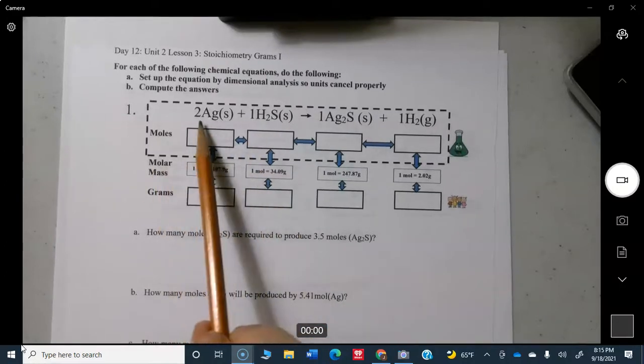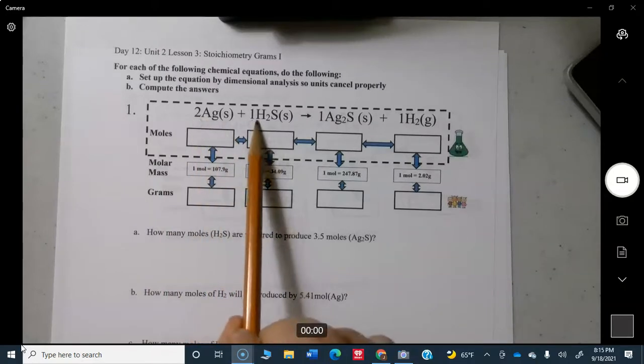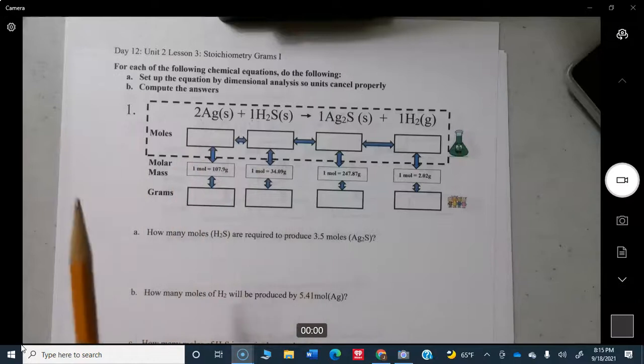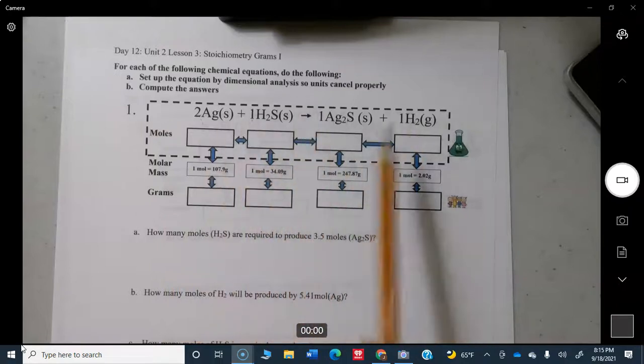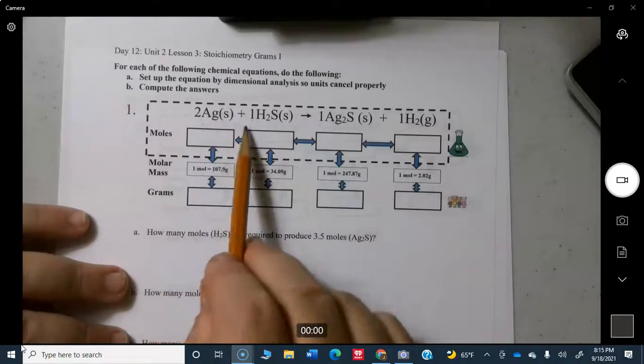If this is 100, then this has to be 200. If this is 50, then this has to be 100. It's a 2-to-1 relationship between those. So we're going to put different numbers of moles down here, and you're going to see how those relationships work. Now, we can't count these numbers of moles.